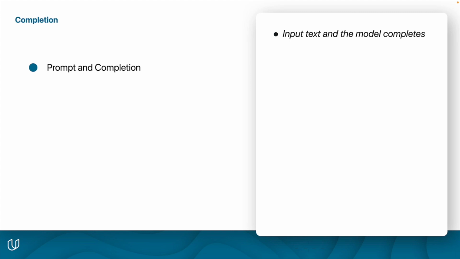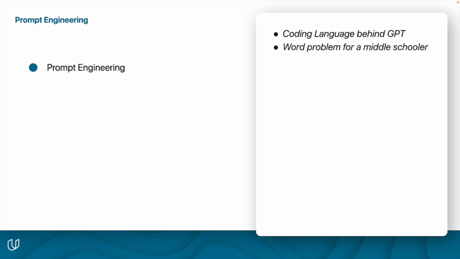This simple text in and text out interface means that you can program the model by providing instructions or just a few examples of what you'd like it to do. This process is called prompt engineering, and it's the coding language behind GPT. Now, a good rule of thumb is to think about how you might write a word problem for a middle schooler to solve. A well-written prompt provides enough information so that the model will know what you want it to do and how it should respond.